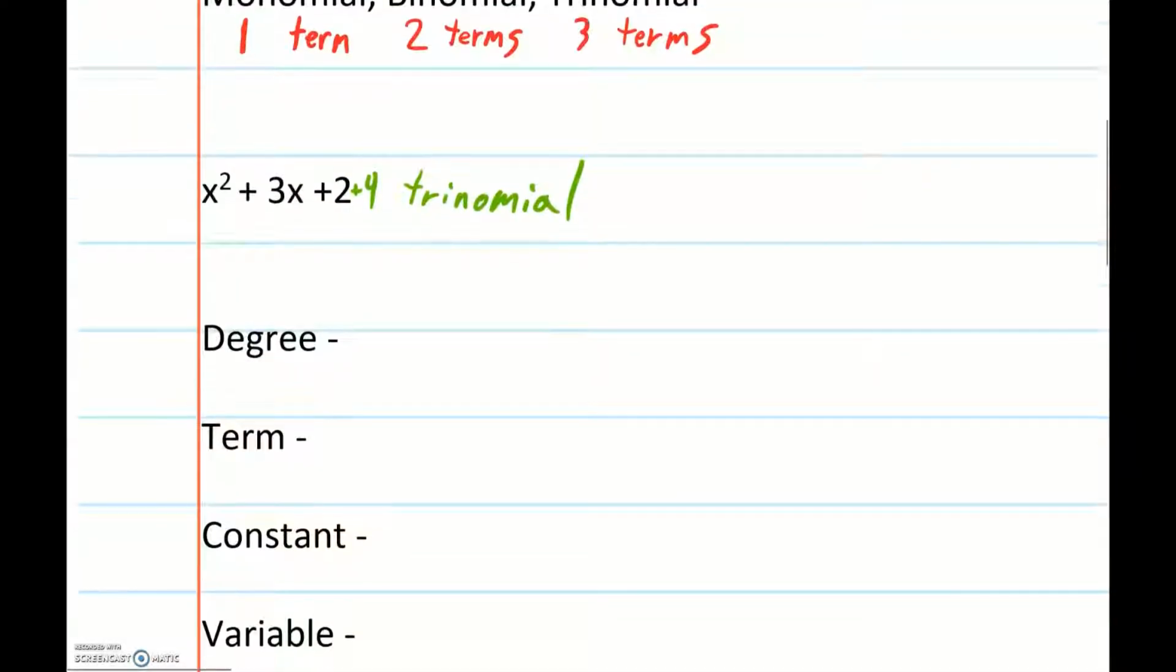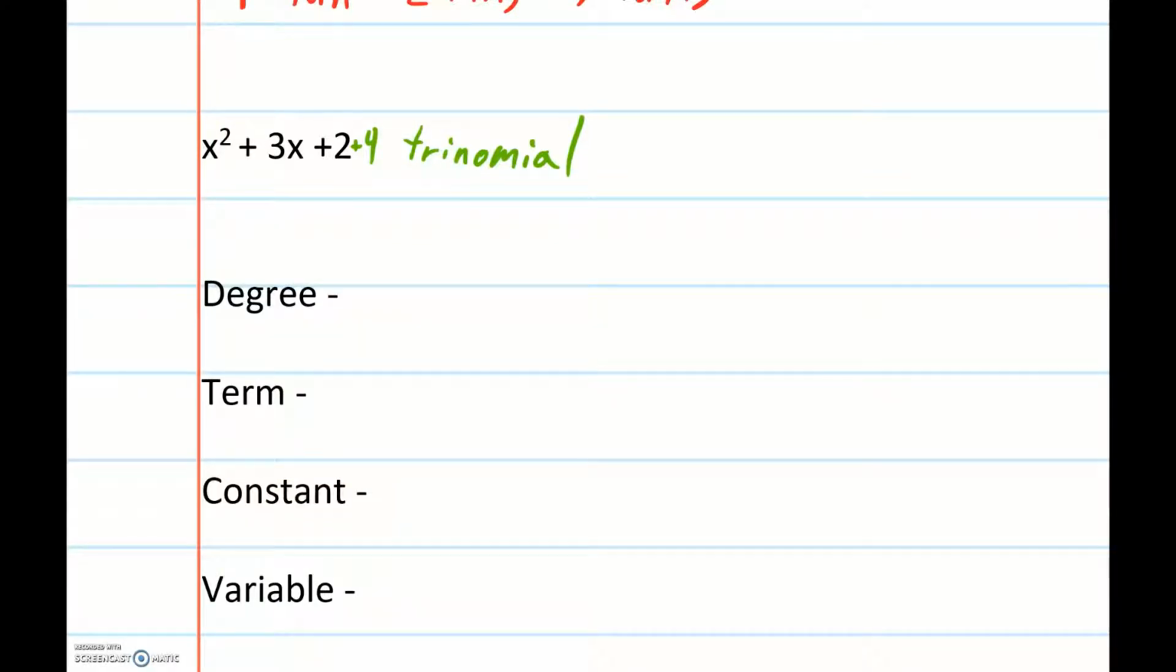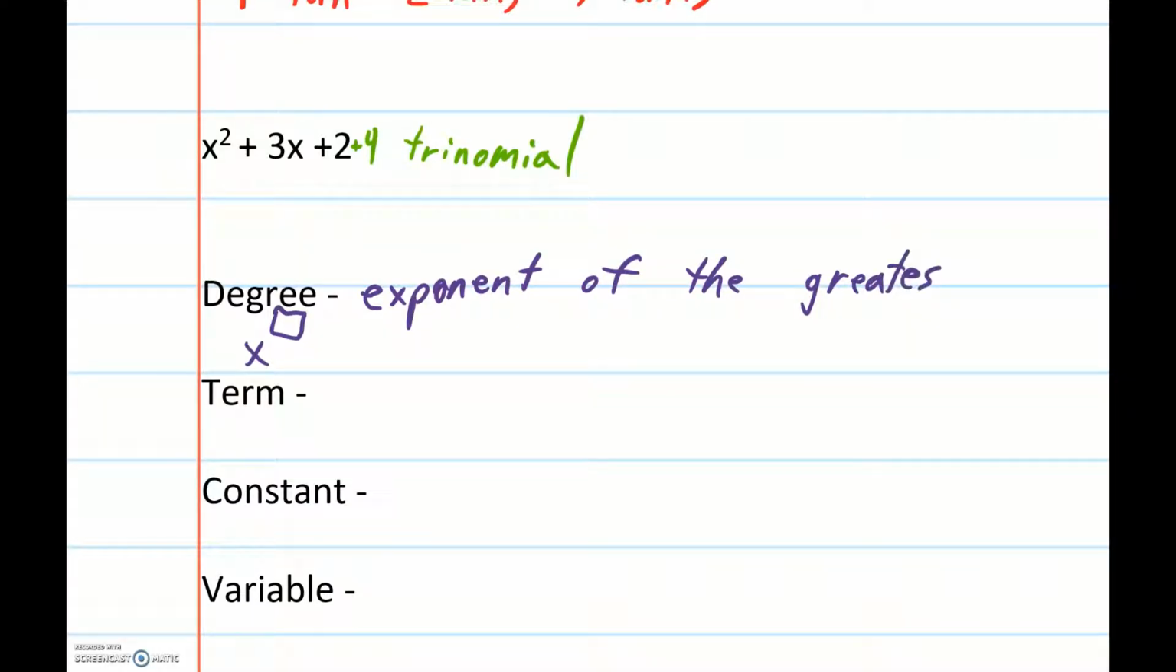So let's go down here and look at some definitions. So first of all, degree. Well, degree, I'm going to show you. It's the exponent of the greatest term. Or the greatest exponent of any of the terms.